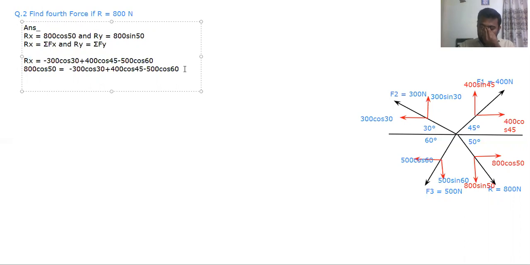so now here there is one force which is unknown, F4. Find the fourth force if R is equal to 800 Newton. We don't know where the force is acting, in which quadrant, in which direction. Now here we have to assume something. So here I will draw one force. So let's assume that this is my F4 force.